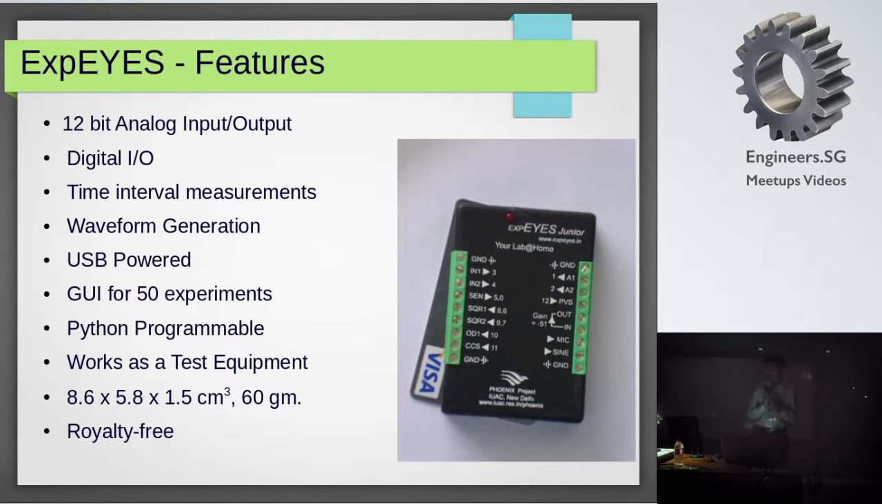Now let us talk about what features we have here. It's a 12-bit analog input-output device. There are digital input-output terminals. You can measure time intervals with the resolution of 1 microsecond. You can generate a sine wave. There are 2 square wave generators which are programmable. You can generate square waves of whatever frequency you need with a very simple Python code, just 1 or 2 lines of Python code, and you can easily generate these signals.